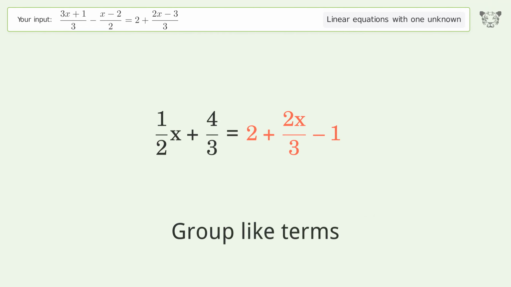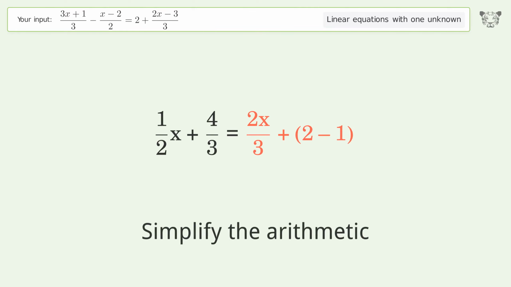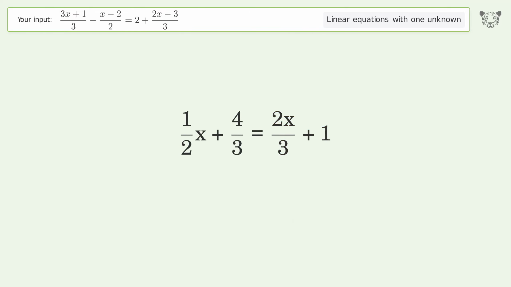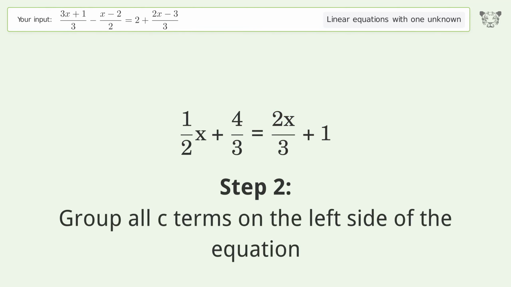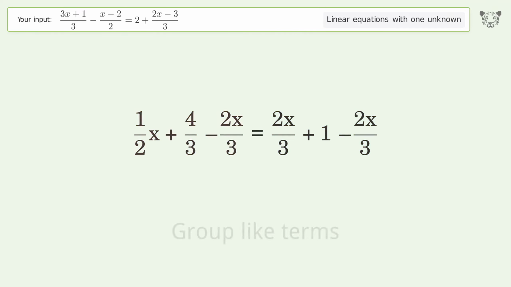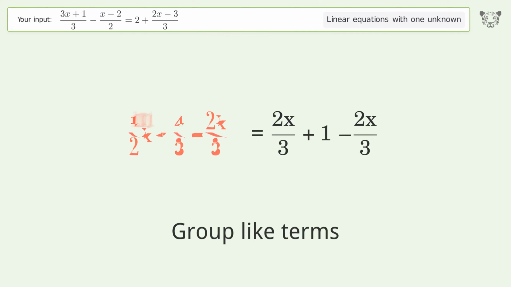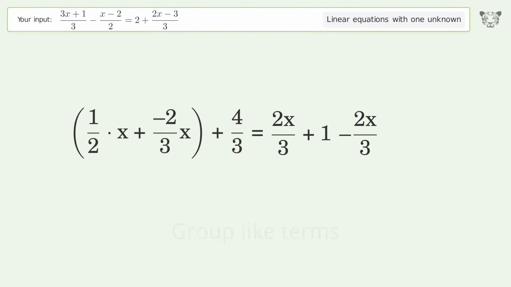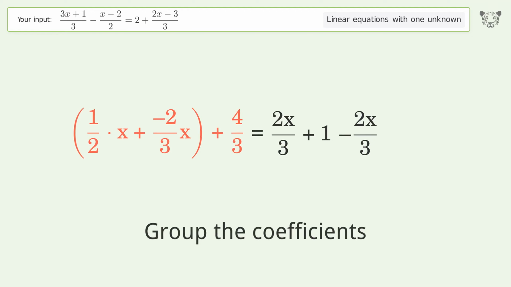Group like terms. Simplify the arithmetic. Group all C terms on the left side of the equation. Subtract 2x over 3 from both sides. Group like terms. Group the coefficients.